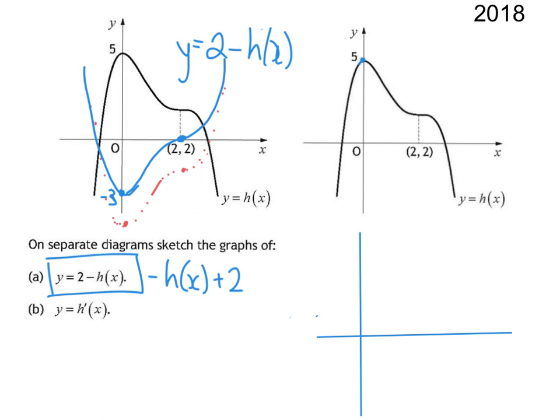So we have got a turning point here at 0, 5. So at 0, 0 we have a root. We have a turning point here at 2, negative 2. So at the number 2 we have a root. So there's your first step. Just trace down where your turning points are.